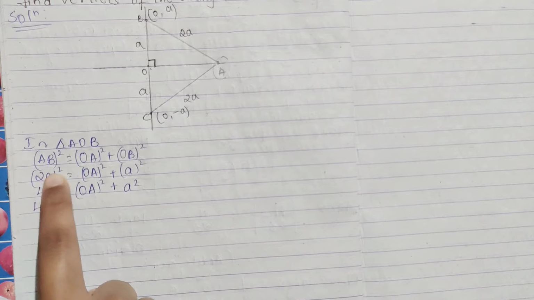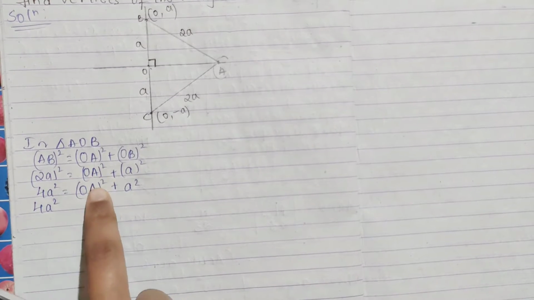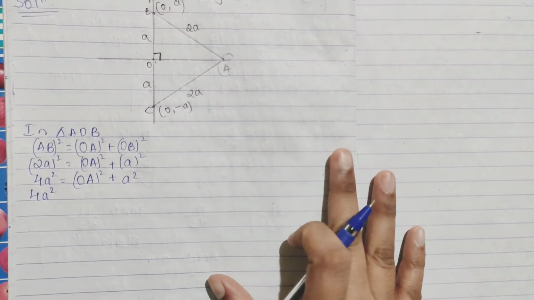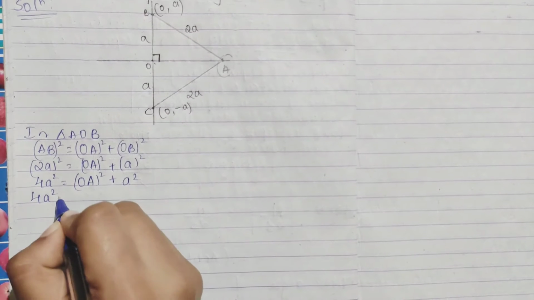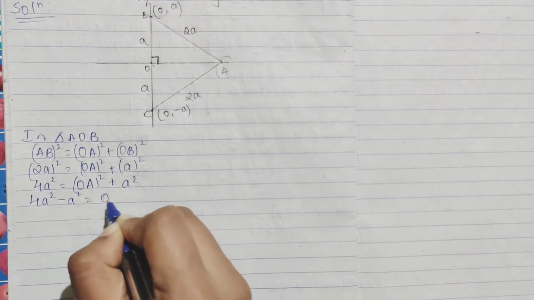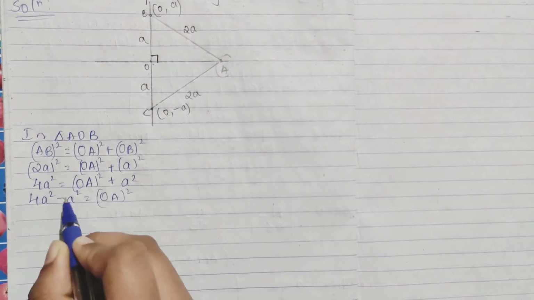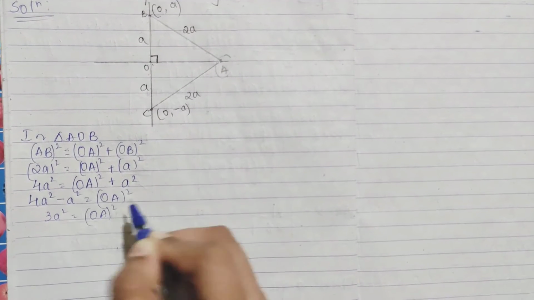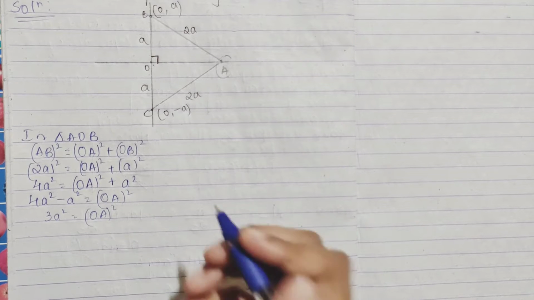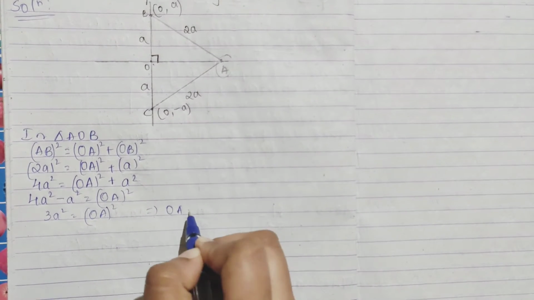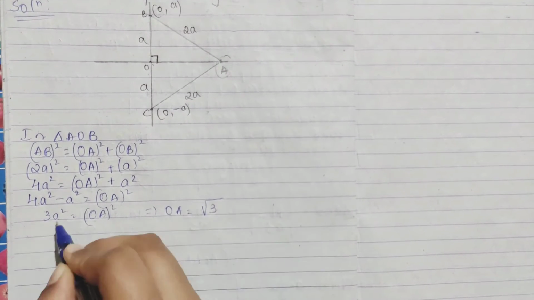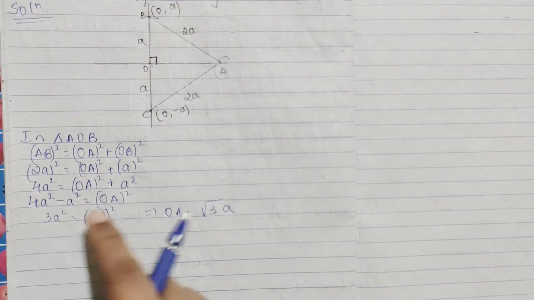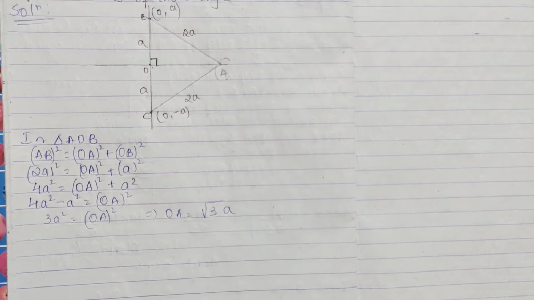So 2 square A square is 4A square. OA square we don't know, keeping as it is A square. Now this A square taking here, it becomes minus A square is equal to OA square. 4A square minus A square is 3A square, which is equal to OA square. So you are getting OA square, but we want OA. So OA will be what? Root 3, A will be A square, root again it will be A, right?